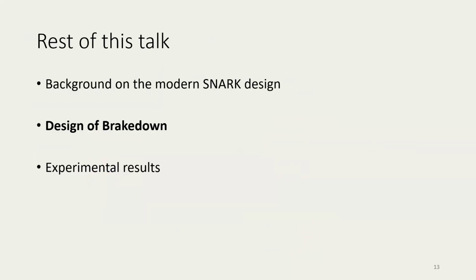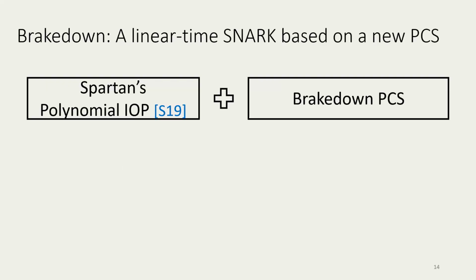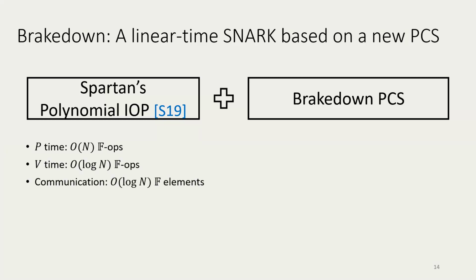In the rest of this talk, I'll describe the design of Brakedown and present some results. At a very high level, what we do is we take Spartan's polynomial IOP and combine it with a new polynomial commitment scheme. As I mentioned earlier, the prover time in the polynomial IOP is a linear number of field operations. The verifier time is a logarithmic number of field operations, and the communication is also a logarithmic number of field elements.